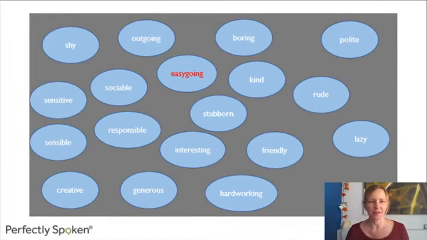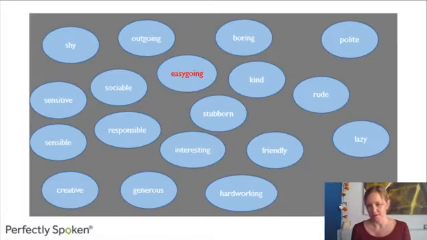Okay, and the last one, there's one here that we didn't talk about, which is above sensible, which is sensitive. Sensitive is somebody who gets hurt. Their feelings get hurt very easily. Quite often creative people are usually sensitive as well.